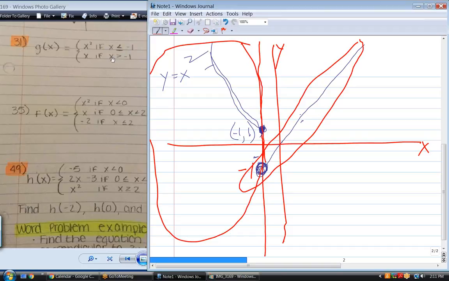The domain of this is negative 1 to positive infinity. So the domain of the entire function is all real numbers. There is no value that x cannot be. Okay.